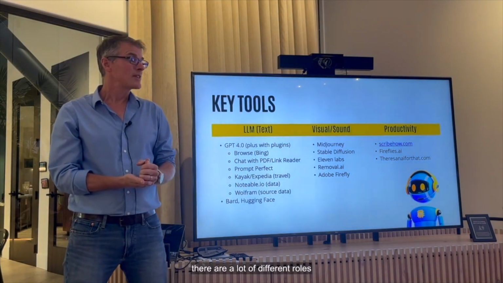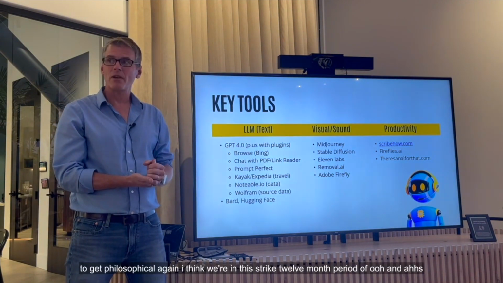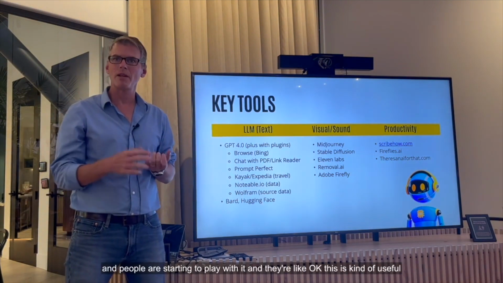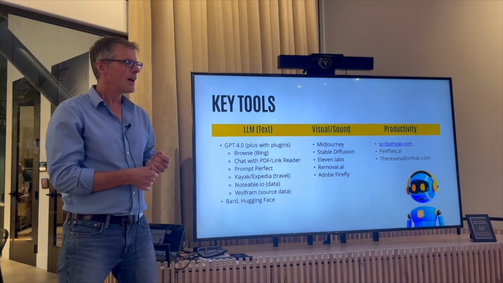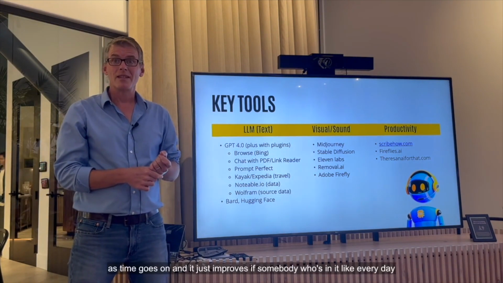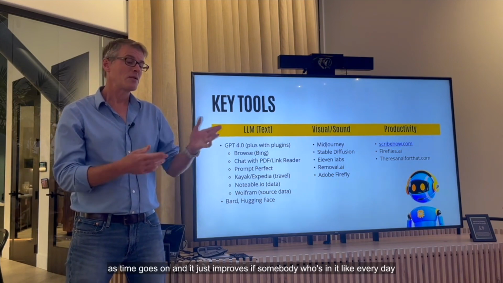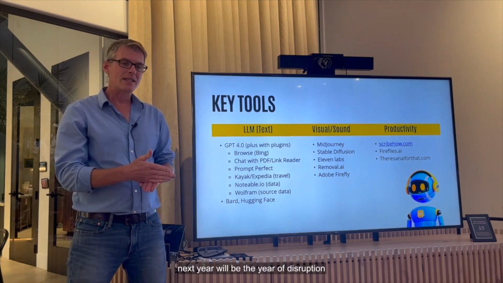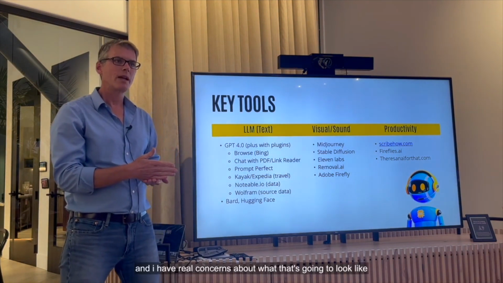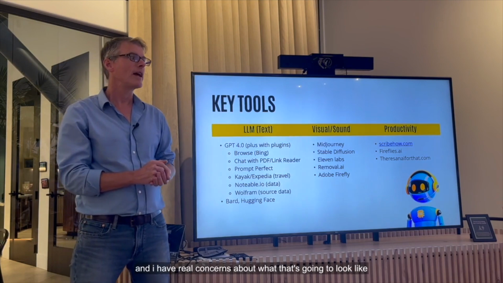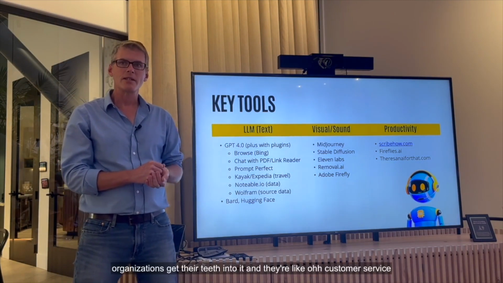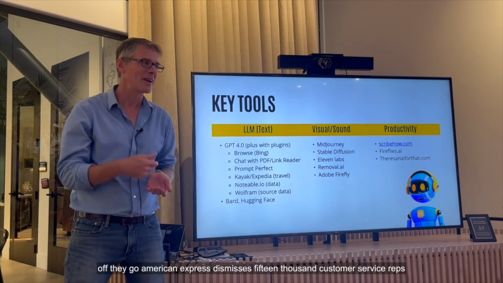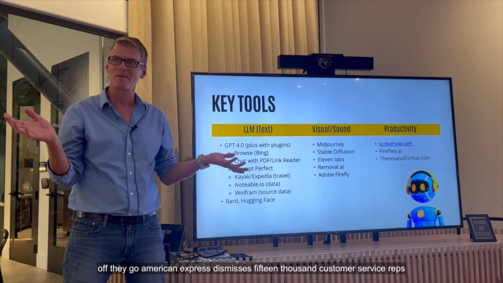There are a lot of different roles, and this year, to get philosophical again, I think we're in a 12-month period of ooh and ah, and people are starting to play with it, and they're like, oh, okay, this is kind of useful. It's going to get really useful as time goes on, and it just improves. As somebody who's in it every day, it improves every week, and next year will be the year of disruption. And I have real concerns about what that's going to look like as the more mercenary organizations get their teeth into it, and they're like, customer service? Ha! Off they go. American Express dismisses 15,000 customer service reps.